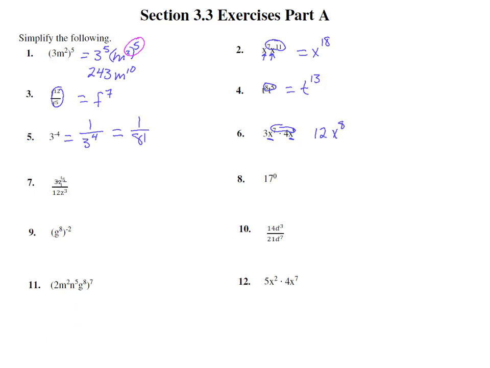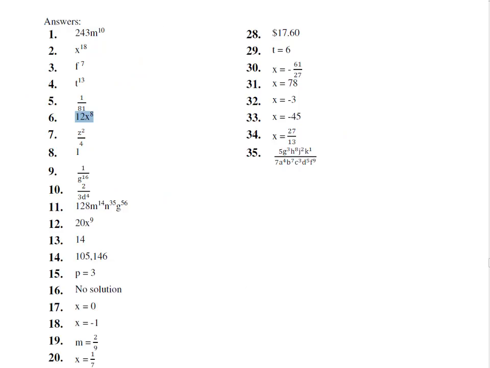Number 7, 3z to the 5th over 12z cubed. Well, if we look at this as two different problems, 3 over 12 is 1/4. That makes sense. Now, z to the 5th over z cubed, this is the division rule like we did in number 3, where exponents subtract when we divide like bases. So 5 minus 3 would be z to the 2nd power. So 1 times z squared is just z squared, and then 4 in the denominator, z squared over 4. And correct when we check our answer.